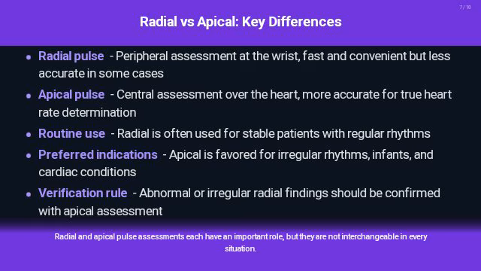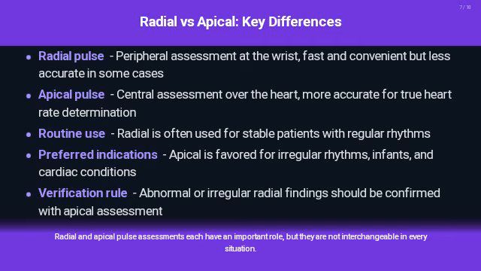The radial pulse is a peripheral assessment taken at the wrist. It is quick, easy, and practical for routine vital signs in stable patients with a regular rhythm. The apical pulse is a central assessment taken directly over the heart, making it more accurate for determining the actual heart rate. A helpful way to remember this is that radial tells you what is reaching the periphery, while apical tells you what the heart itself is doing. That difference matters clinically. If a patient has an irregular rhythm, weak peripheral perfusion, is an infant, or has a known cardiac disorder, the apical pulse is preferred.